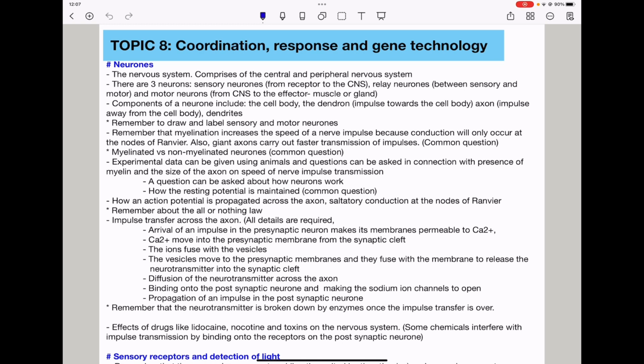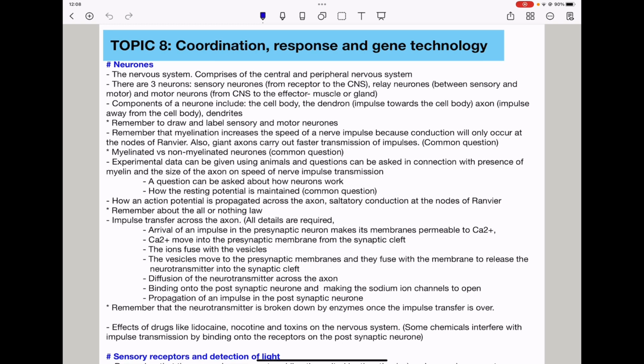Topic 8, coordination, response, and gene technology. I'll begin by looking at neurons. You need to remember that the nervous system comprises the central and the peripheral nervous system. The central nervous system is the brain and the spinal cord, and the peripheral nervous system is anything else that is connected to that. You need to know that there are 3 neurons.